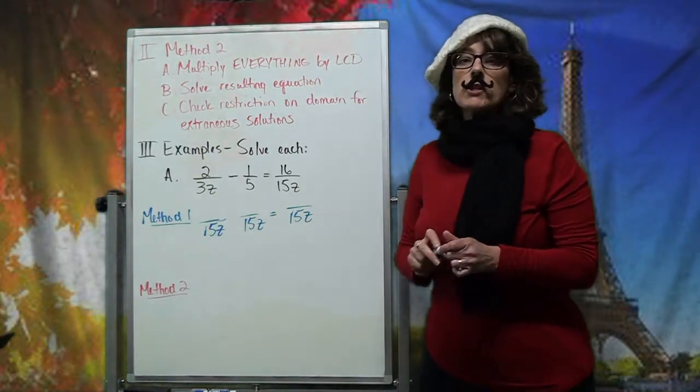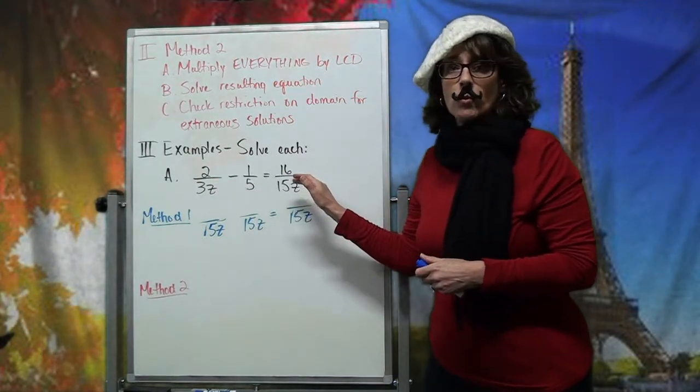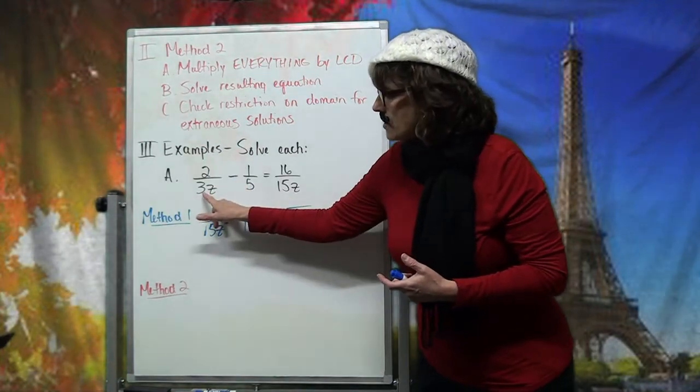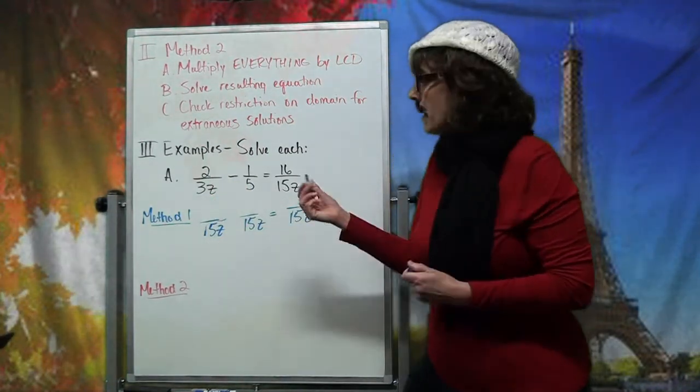Now, recall that whenever we got common denominators, we had to adjust those numerators. So what I'm going to do next is ask what it would take to turn this 3z into a 15z. I would simply multiply it by a 5.